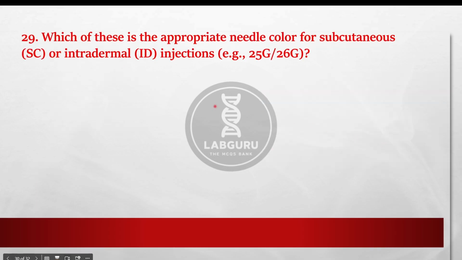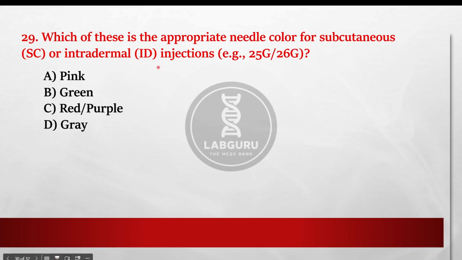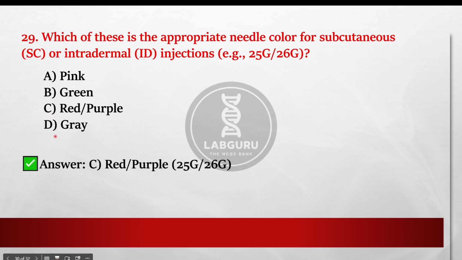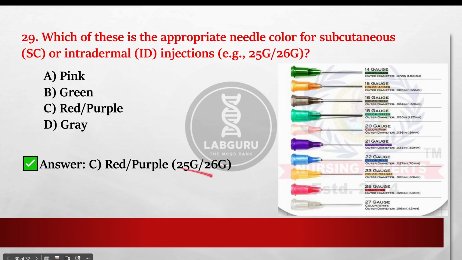Next, which of these is the appropriate needle color for subcutaneous or intradermal injections? What is the color? Here option A is pink, option B is green, option C is red or purple, and option D is grey. Again, the right answer is option C, that's red or purple. You can see in the same chart here also, the 25 gauge needle has the color code of red, and the internal diameter is 0.20 inch or 0.53 mm.